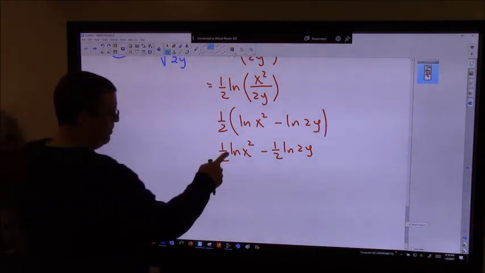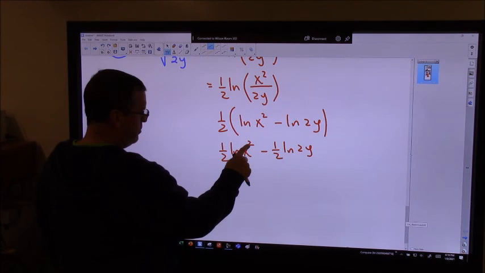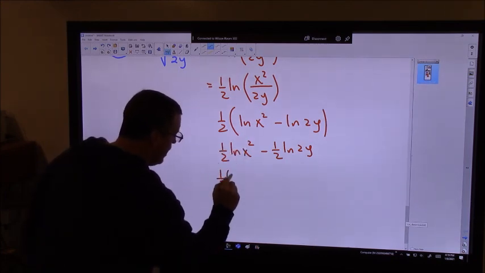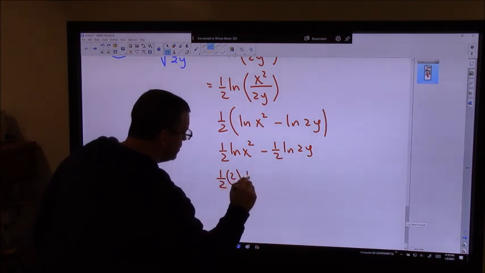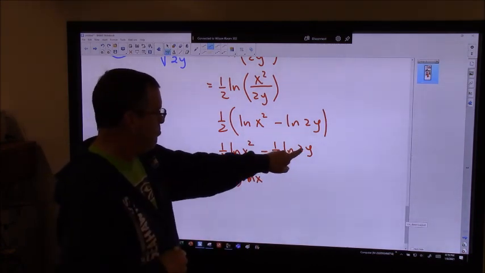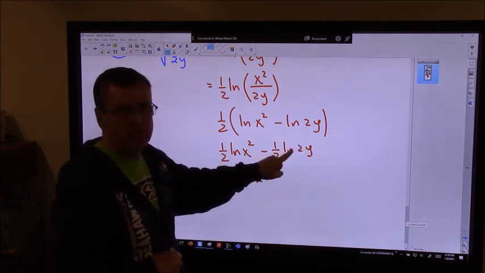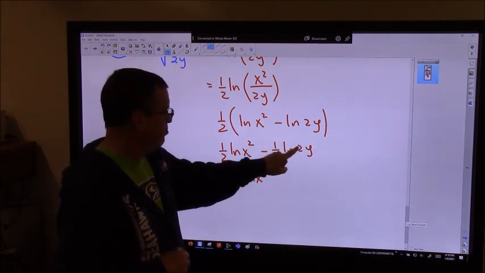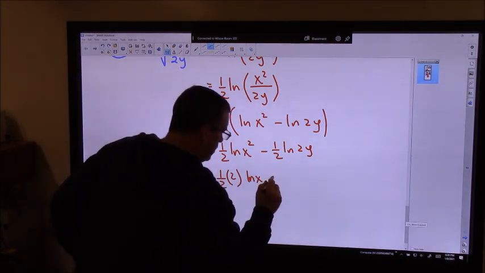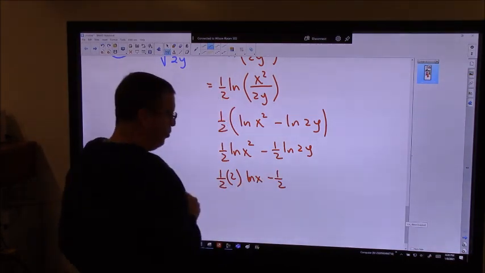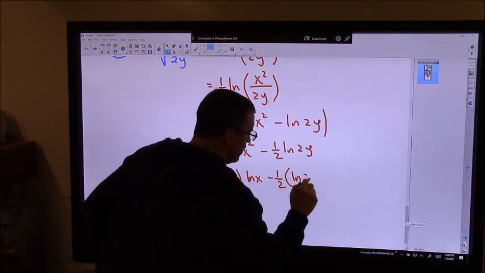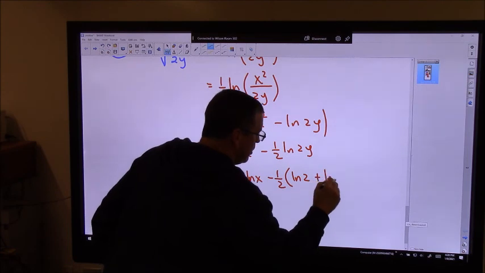And so now with this one, I've got an exponent raised to an exponent, so I can bring that 2 down in front. So I've got 1/2 times 2 times the natural log of x. Here I'm multiplying with exponents, and when you multiply with exponents, you're supposed to add those. So I've got a negative 1/2. This right here is turning into this: natural log of 2 plus natural log of y.